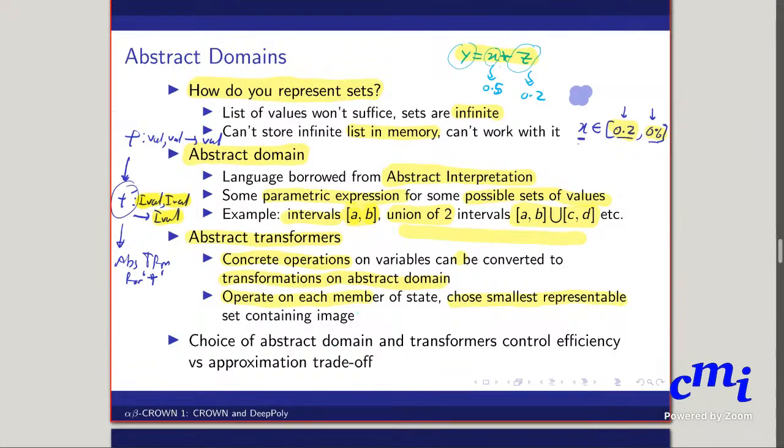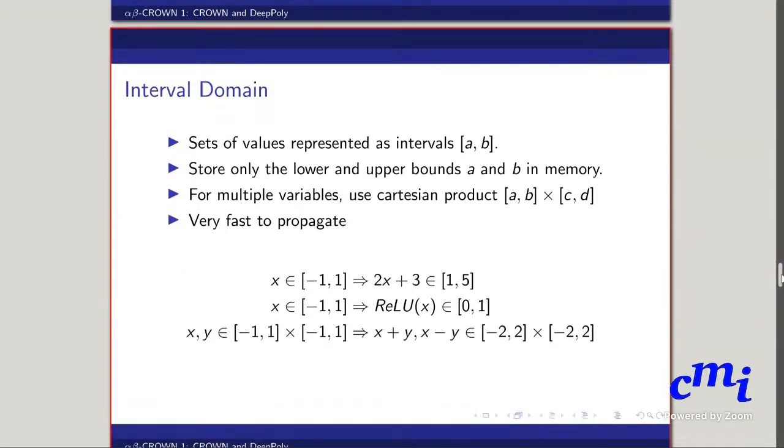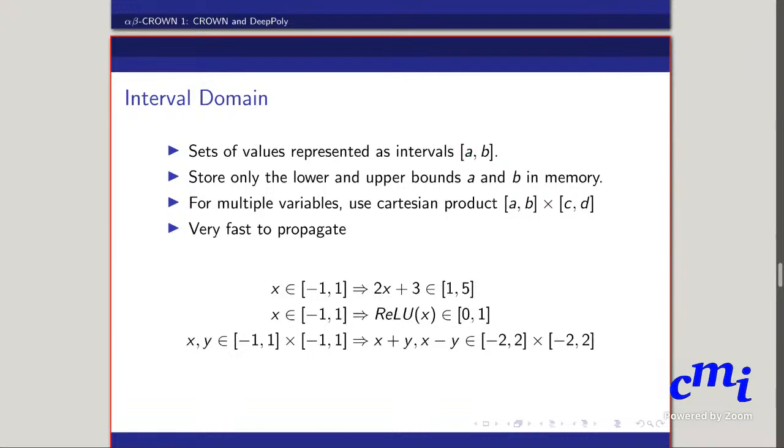So now this is kind of abstract at this point, and I understand. So I'll go to the example, but understand that there are various choices of abstract domains and transformers, and there are various efficiency and approximation trade-offs involved, right? So without further ado, let's go into some examples. Let's talk about this particular kind of abstract domain called the interval domain. So let's say in this interval domain, the set of values is represented as a comma b, right? And to actually implement this, we are going to store basically just a and b in memory, right? So you're going to have some data structure which is going to have just these 2 things, like a pair, right?